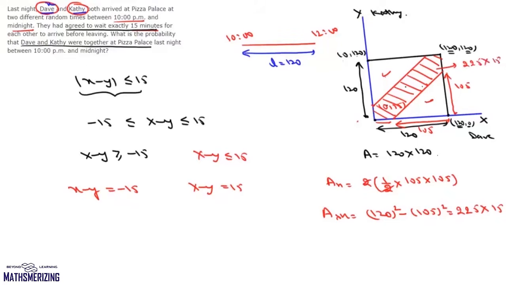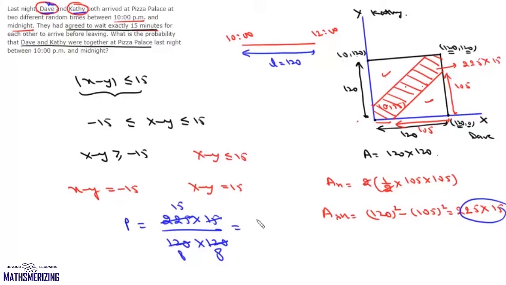So the area of this region is 225 into 15. Now we need to find the probability that they were together. So this probability is given by this favorable area, which is 225 into 15, upon the total area, which is 120 into 120. So this is 5 and 8, and here also we can cancel with 15. So this is 15 into 15 and this is 15 into 8. So this value will be simply 15 upon 64. So the probability that Dave and Kathy were together is simply 15 by 64, and that is the answer to this question.